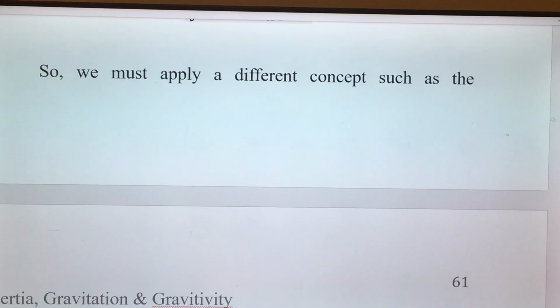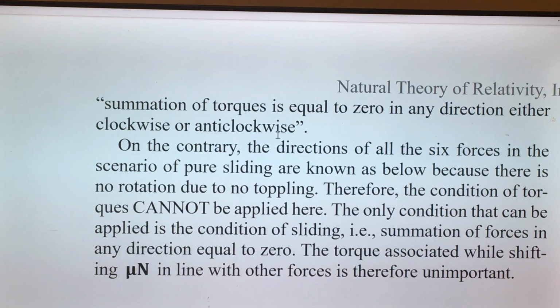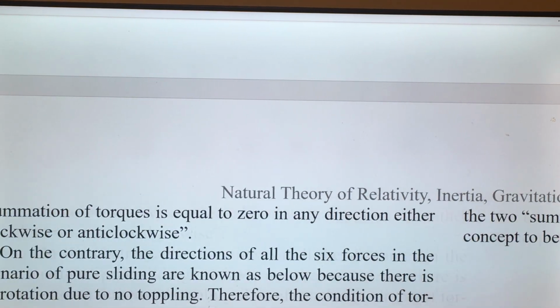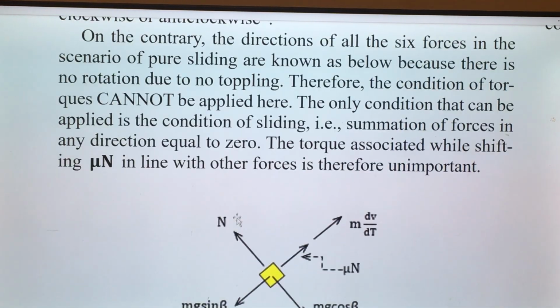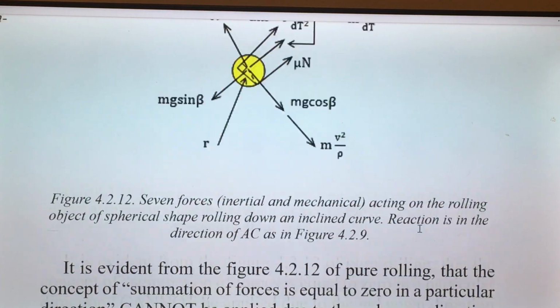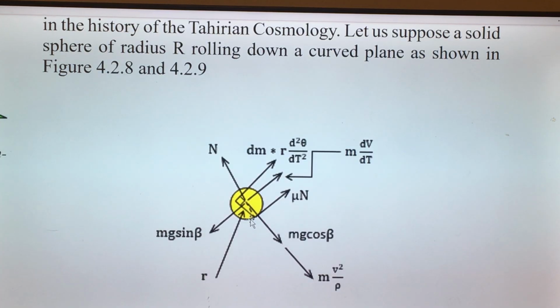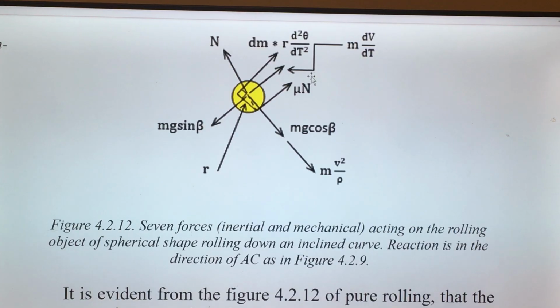So we must apply a different concept, such as the summation of torques, which is equal to 0 in any direction, either clockwise or anti-clockwise. Why? Because we know the distance from the point of topple over of all the forces. Now these two forces, the force of friction and the reaction force, pass through the point of topple over. The reaction force is not normal, it's not at 90 degrees, but I retain the letter N because I use the letter N in sliding. Since this force passes through the point of topple over, the torques because of N and mu N are 0.